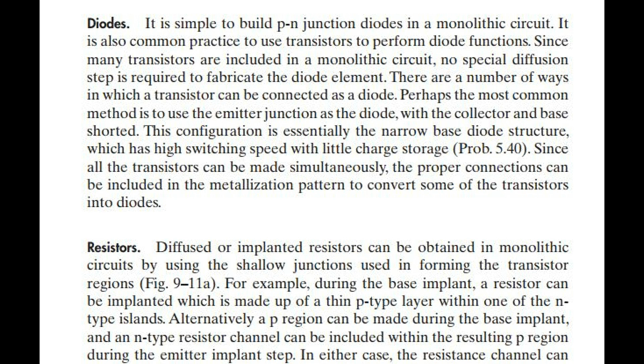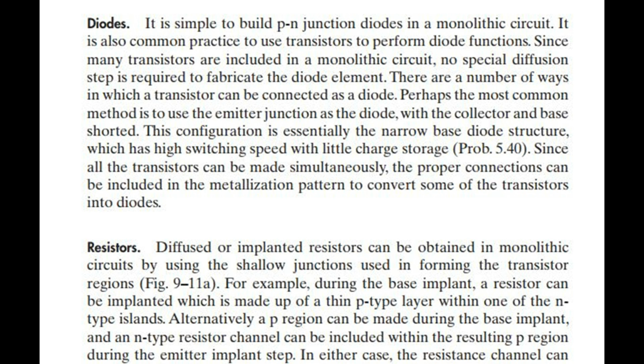This configuration is essentially the narrow base diode structure, which has high switching speed with little charge storage, Prop 5.40. Since all the transistors can be made simultaneously, the proper connections can be included in the metallization pattern to convert some of the transistors into diodes. Resistors. Diffused or implanted resistors can be obtained in monolithic circuits by using the shallow junctions used in forming the transistor regions, Fig 9.11a.